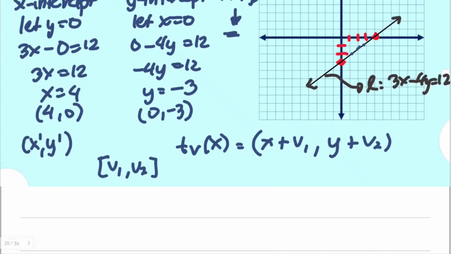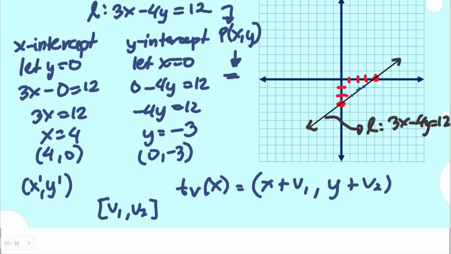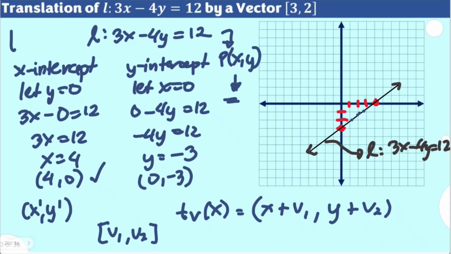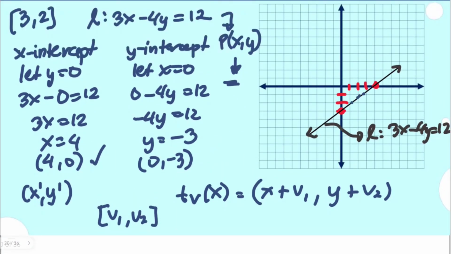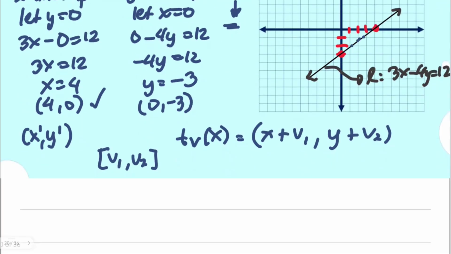Say for example, the x-intercept is (4, 0). Since we have our vector at (3, 2), we can identify the translation of (4, 0) by the vector (3, 2) by adding the specific components. But since it works for all points, let us also come up with a general form of our line. In order to identify the graph, let's come up with an equation of a line similar to this. Let's label it as L prime with components x prime and y prime.